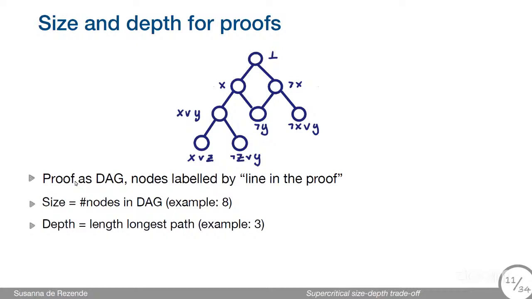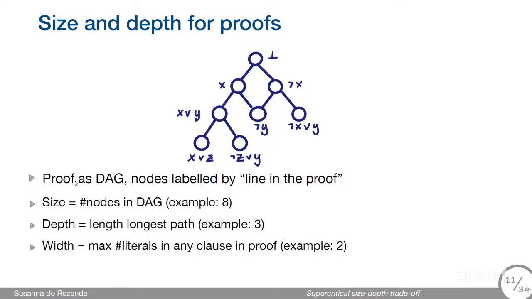And for these proof systems, I can write them as DAGs, where the nodes are labeled by the line in the proof, and I have a derivation step to derive the parents of the 2 children using some rule in the system. Okay, and again, I can have the same kind of complexity measures I had for circuits. I can talk about size, I can talk about depth.